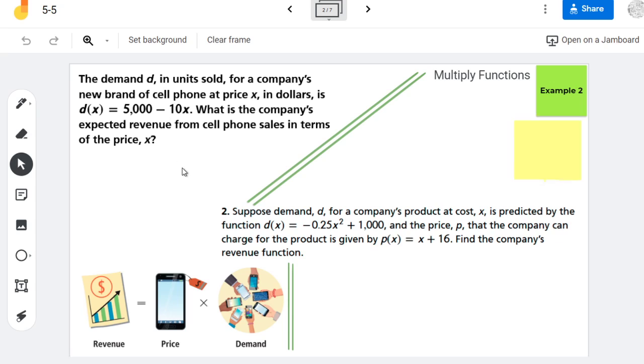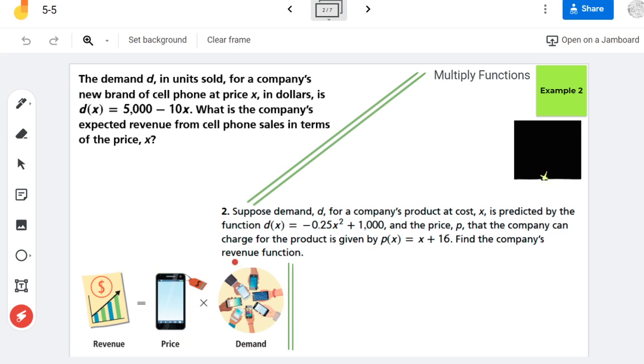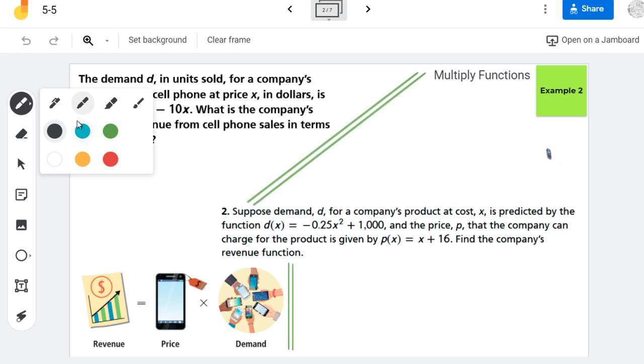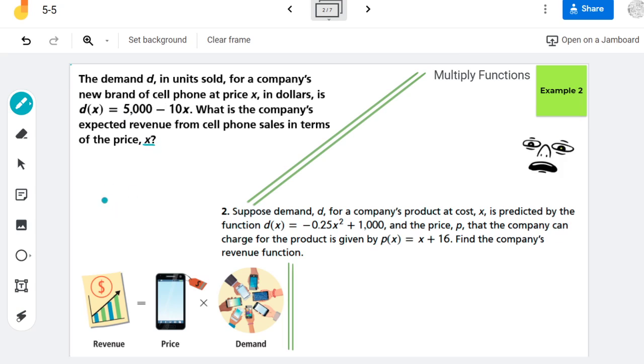So there's this company that creates cell phones who have created this formula. They say that to find the revenue of a sale, it's equal to the price of the cell phone times the demand. All right, so the price they're referring to with just an x, that's the price function. Another way to say it is that is P of x, and the demand is D of x. So what it's asking, it says, what is the company's expected revenue from the cell phones in terms of the price, x?